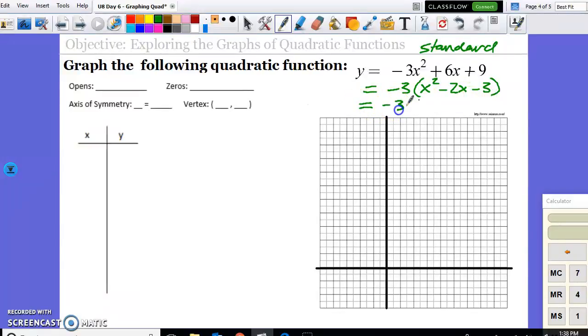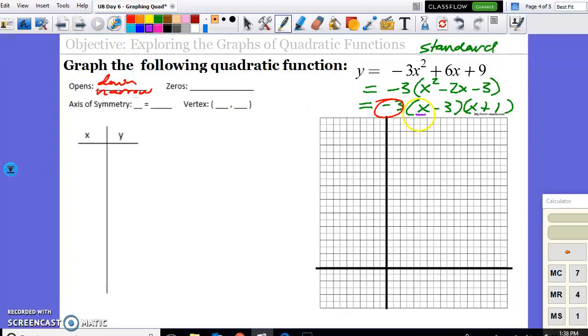And now I factor the inside, and I'm not going over this in great detail because we've factored a lot, and so I don't have time to go through and explain how I got that factor to work. So looking at my leading coefficient, I can answer whether it opens up or down. It's obviously going to open down because my a value is negative. And it's going to be narrow because my a value is farther away than 1 is from 0.